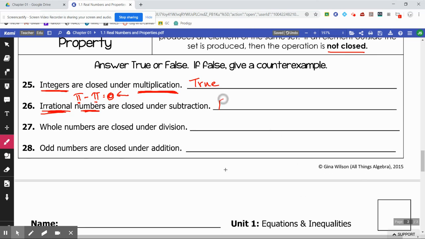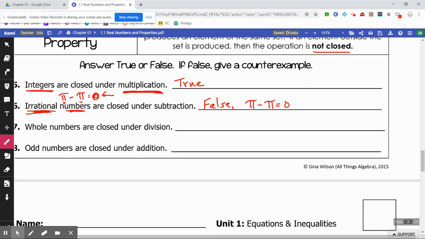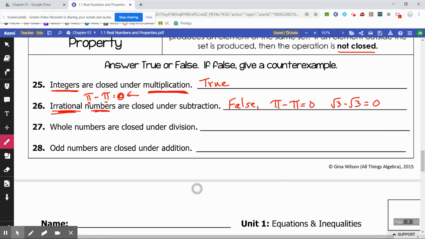No, it's not. False. An example of that was what I just said. Pi minus pi is equal to 0. You could actually subtract any, you could do the square root of 3 minus the square root of 3. Both of those are irrational numbers. However, when I subtract them, I get 0. So therefore, it would not be closed.